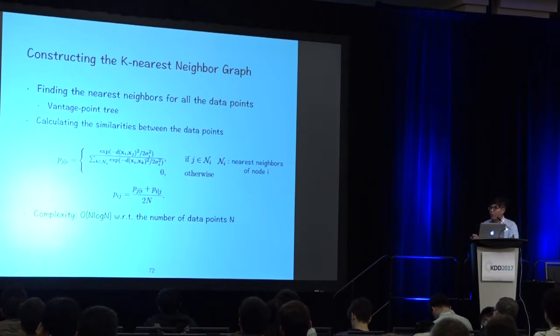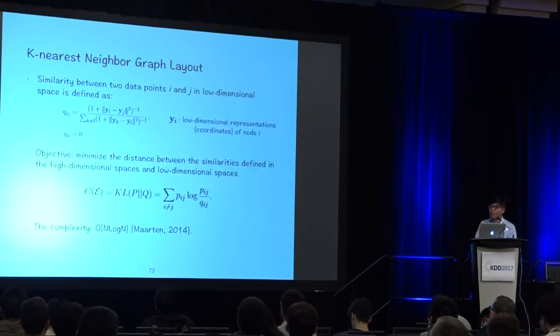The complexity of the whole procedure with respect to the number of data points n is n log n, and this can be computationally very expensive when n becomes very large. Okay. So once the k-nearest neighbor graph is constructed, we have to map it into two-dimensional or three-dimensional space.